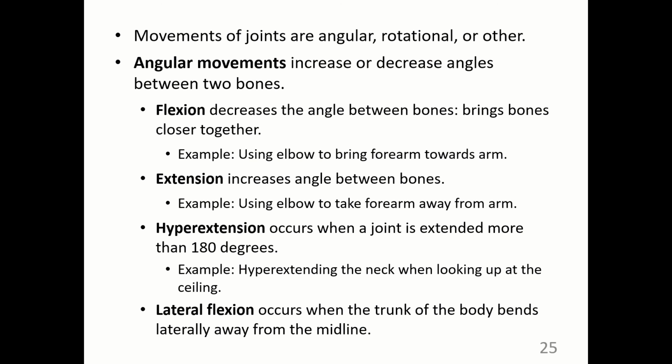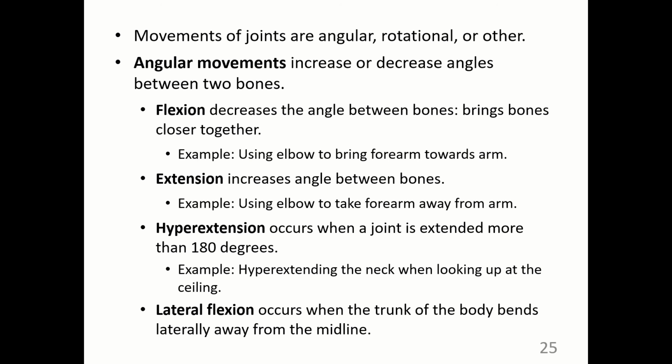Alright, so now let's define all these movements formally. Movements of joints are angular, rotational, or other special movements, if you would. Angular movements increase or decrease angles between two bones. Flexion and extension are paired together. Flexion decreases the angle between bones, brings bones closer together. So the example that I've given you is using the elbow to bring the forearm towards your upper arm.